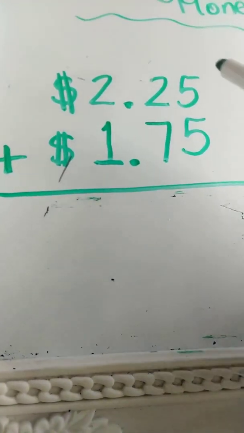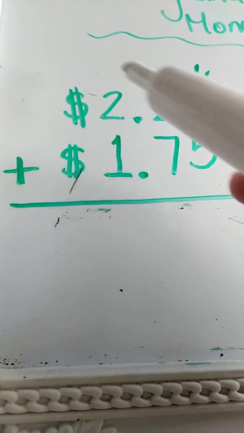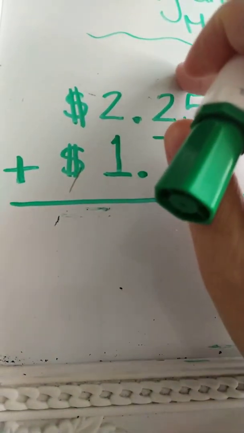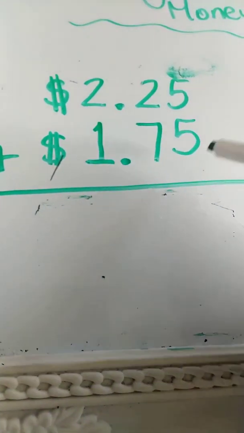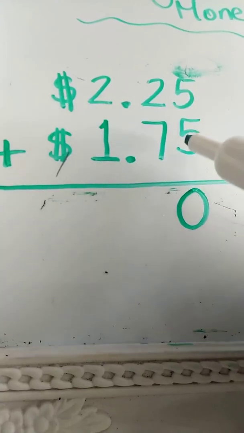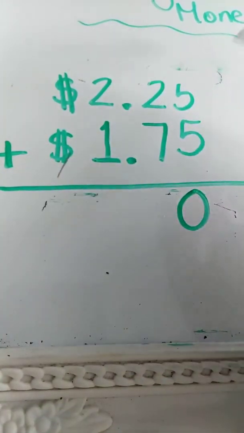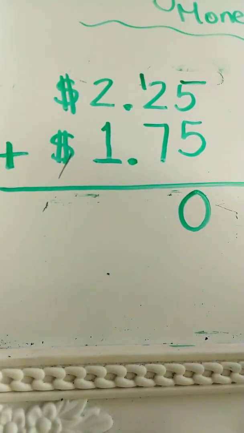I know that I'm adding, so I'm going to start with this side right here, and I work my way to the left. So 5 plus 5 here we know is 10. So I'm not going to add 10 right here. I just add the 0 below the 5s. And I add my 1 right beside the 2.